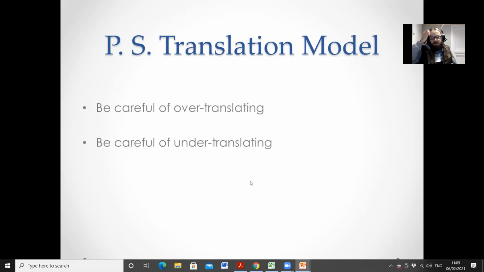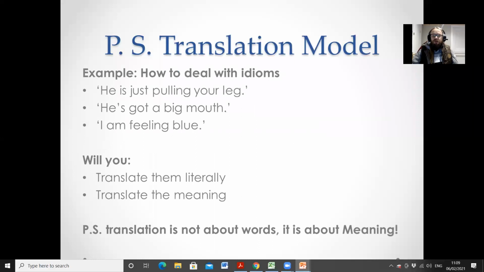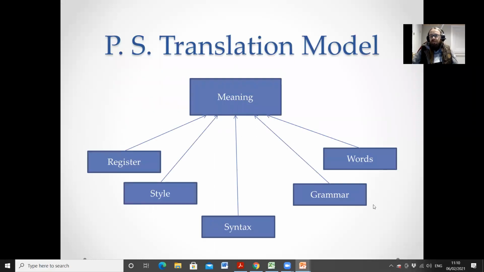Be careful of over translating and be careful of under translating. Sometimes people misinterpret a little bit what I'm trying to explain when I say, "Just focus on the meaning and everything else is secondary." It doesn't mean that you've got full freedom to change everything and do whatever you want with the text at your own free will. It just means that meaning is the element that you have to do your utmost not to change as much as possible.